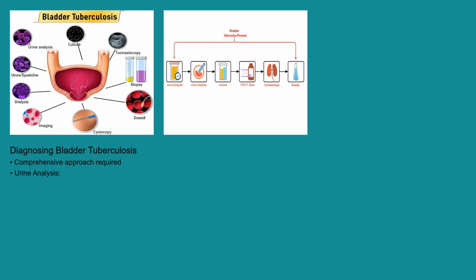Cystoscopy, a procedure where a thin tube with a camera is inserted into the bladder, allows for direct visualization of the bladder lining and the collection of biopsy samples for further examination. A biopsy is crucial to confirm the diagnosis and rule out other conditions, such as bladder cancer.